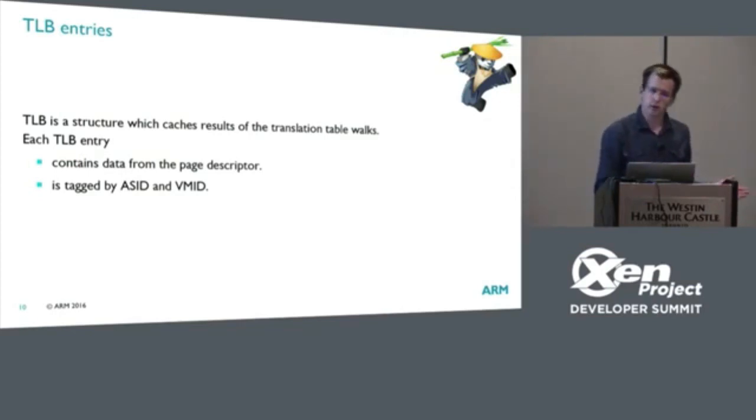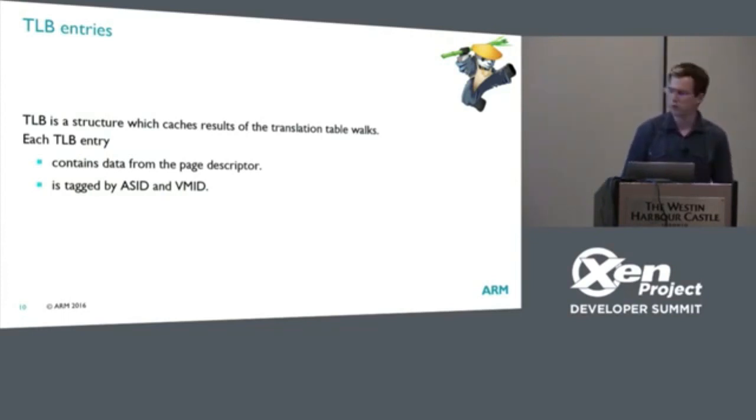On the other side, you've got the TLB entry. The TLB is a structure which caches the result of the translation table walks. So rather than having to do the translation every time you want to access the memory, you can cache it in the TLB. Each TLB entry will contain two main things. It will contain some data from the page descriptor, like the size, the permission access, etc. And it's also tagged by ASID, so per application and per guest.